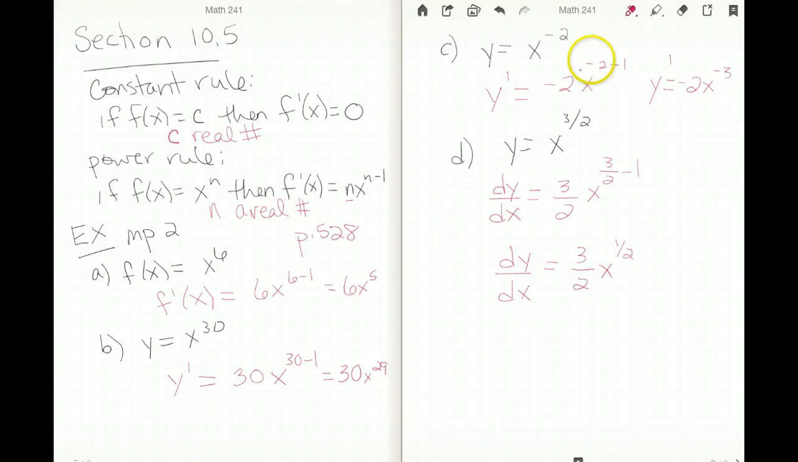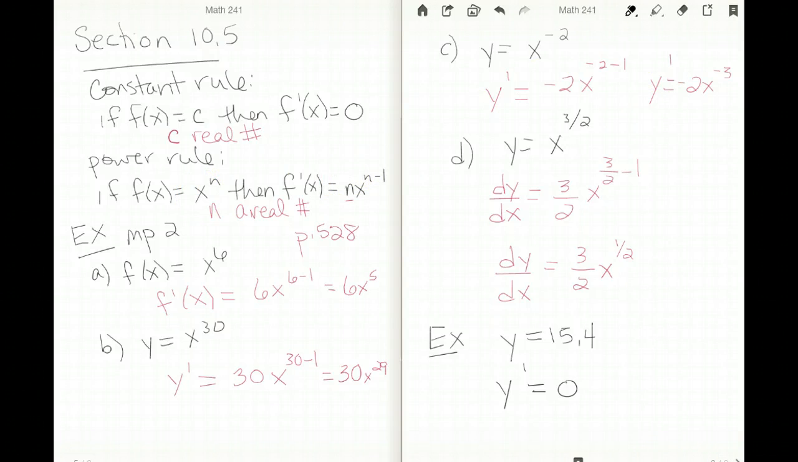If you'd like an example for how to use the constant rule, remember that we can just think about things like this. If I have y equals 15.4, that's a constant function. So y prime will equal 0, because it's just a constant. Derivative of a constant is 0. Derivative of a power of x makes use of power rule.